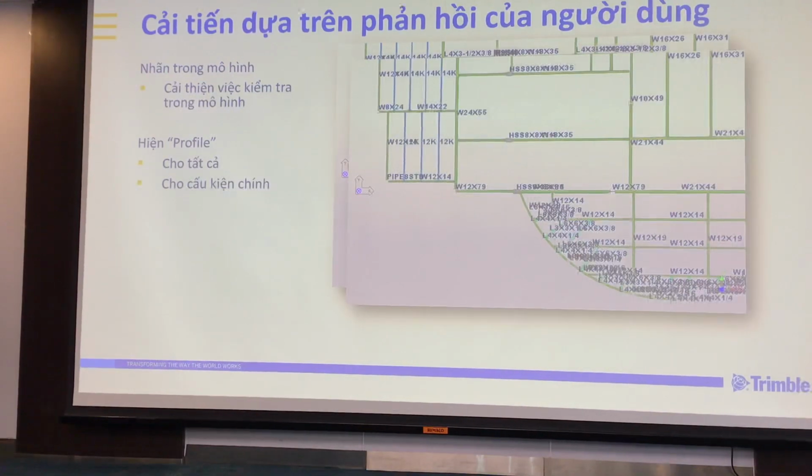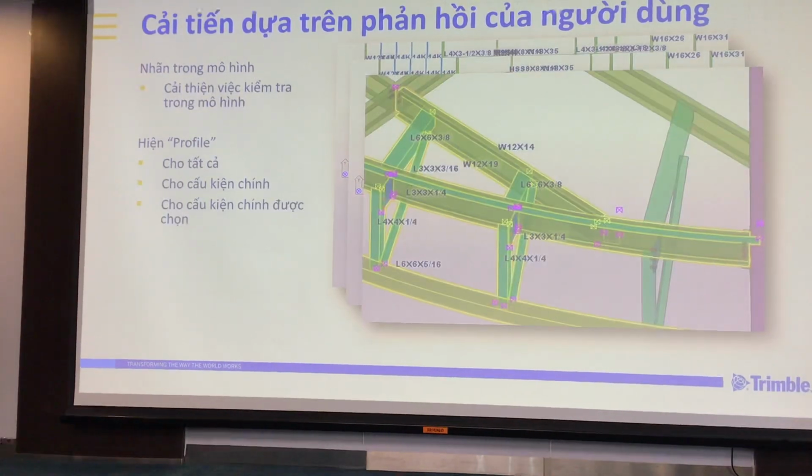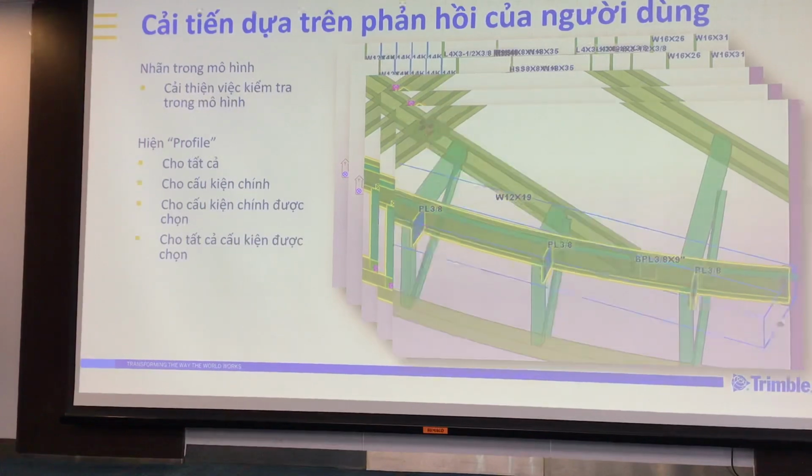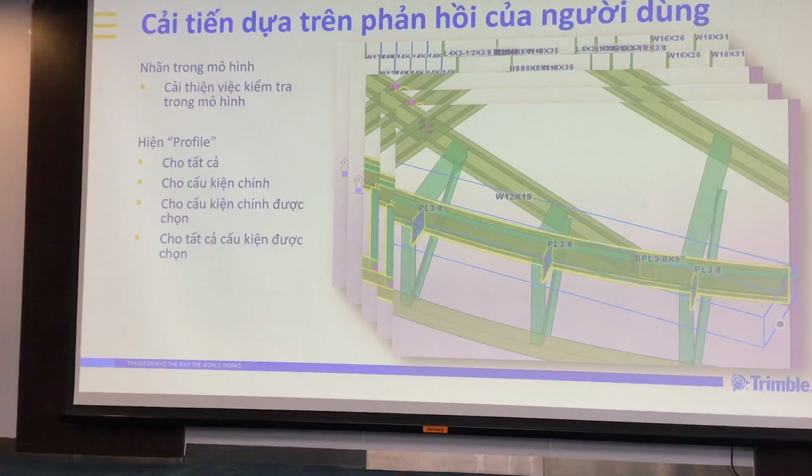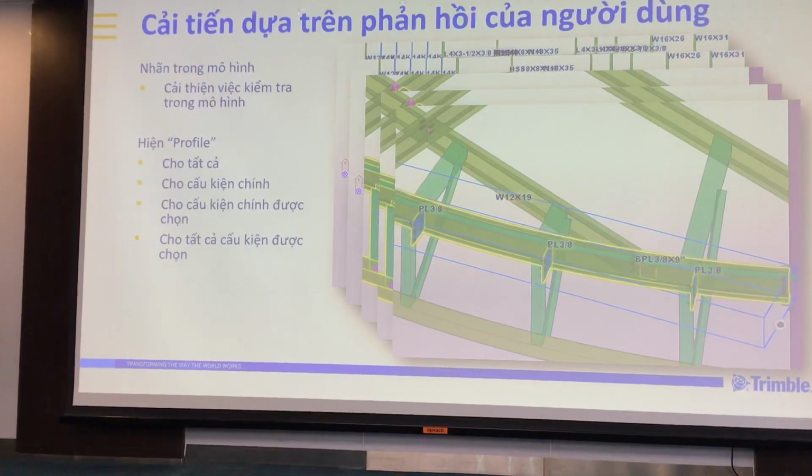Và phần cải tiến nhãn trong mô hình thì hồi trước, khi chúng ta muốn xem nhanh view của các mắt trong mô hình, thì chúng ta phải hiện tất cả hoặc là chỉ hiện main path thôi. Nhưng trên bản mới, chúng ta có thể hiện những thứ mà chúng ta mong muốn theo selected này, hoặc theo main path này, hoặc là selected main path nhé. Để chúng ta check mô hình nhanh hơn, xem có làm gì sai sót không ạ. Đấy, có 4 lựa chọn tất cả: cho tất cả này, cho cấu kiện chính này, cho cấu kiện chính được chọn này, hoặc là cho tất cả cấu kiện được chọn để chúng ta show profile và show những thông tin lên.